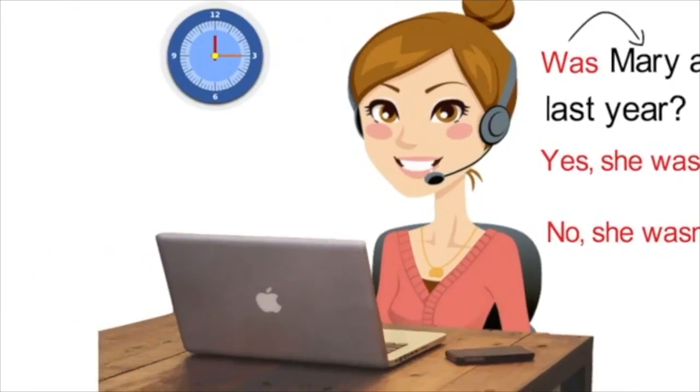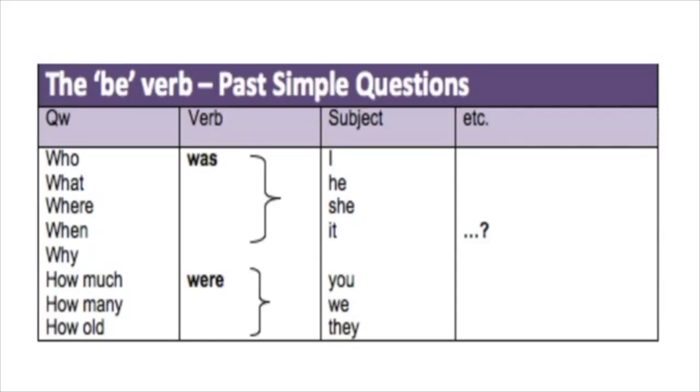We can also use the verb to be with information questions that begin with who, what, when, where, why, how, how much, and how many. Let's look at the table above. As with the yes or no questions, was goes with I, he, she, and it, while were goes with you, we, they.